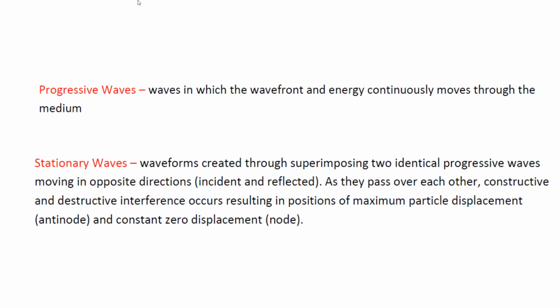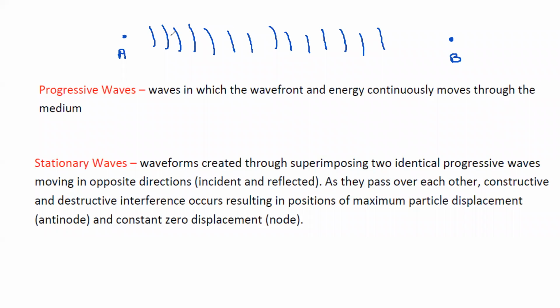For example, you are at position A and you're calling your friend at position B. When you produce a sound, your energy, your wave will actually travel from one place to another and it will reach your friend. This type of wave, in which the wave travels from one place to another or continuously changes position, we call a progressive wave.